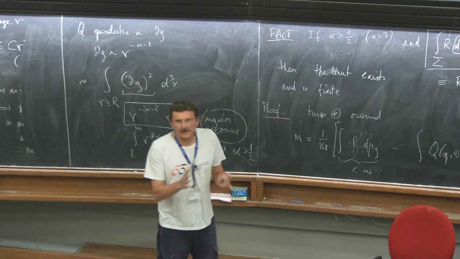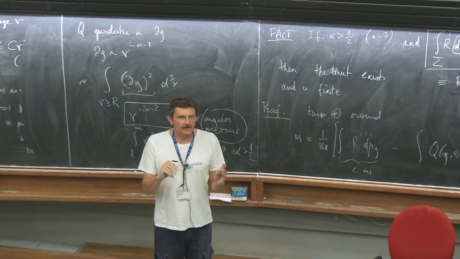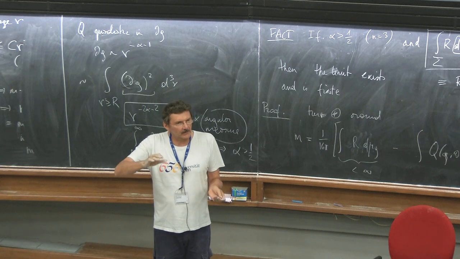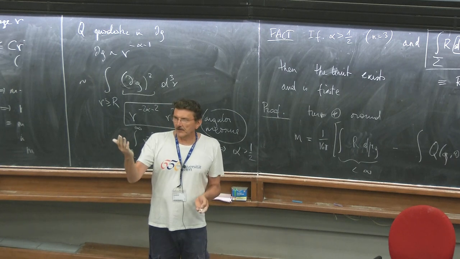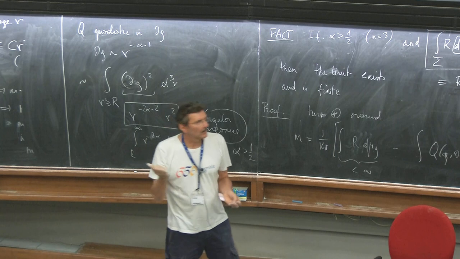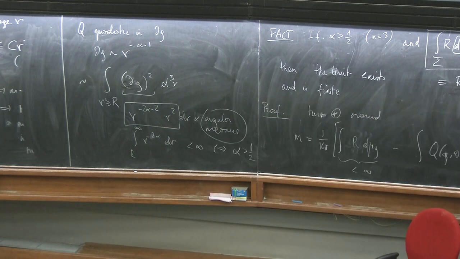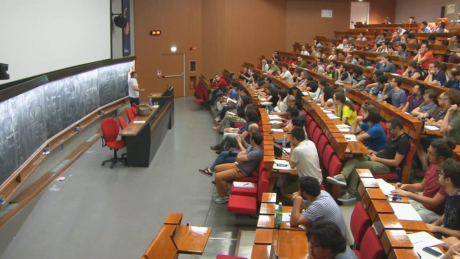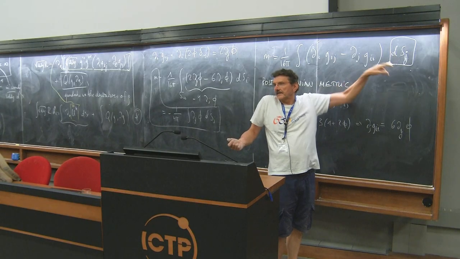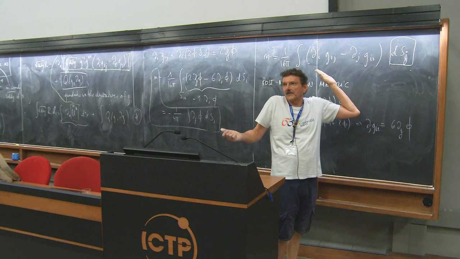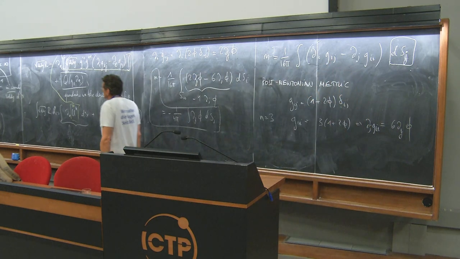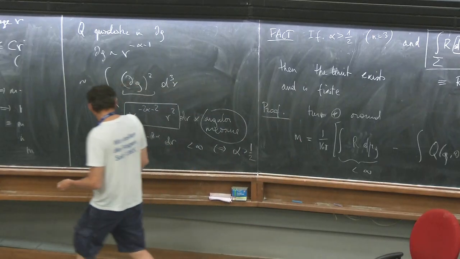Naively, you'd think that you need something like Schwarzschild for convergence of this integral. Schwarzschild, the metric approaches the flat one like 1 over r. Derivatives go like 1 over r square. And so from this, you get 1 over r square, and r square from the area. So this sounds like the right behavior. But you need less, right? Somehow, there's this miracle that you need less. You need alpha larger than 1 half.